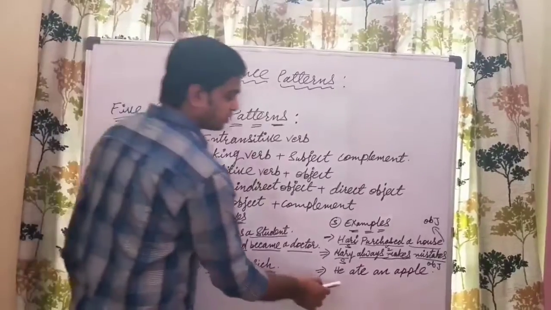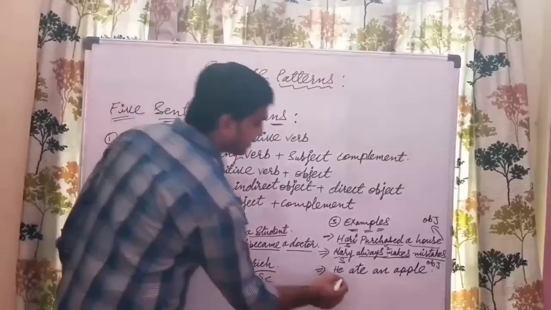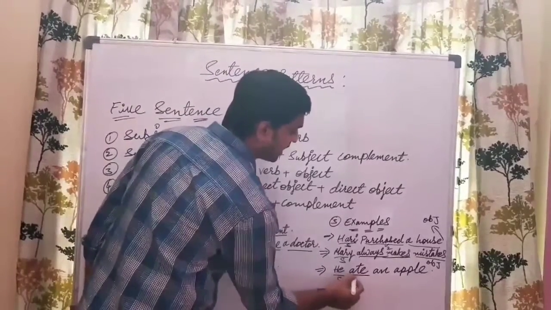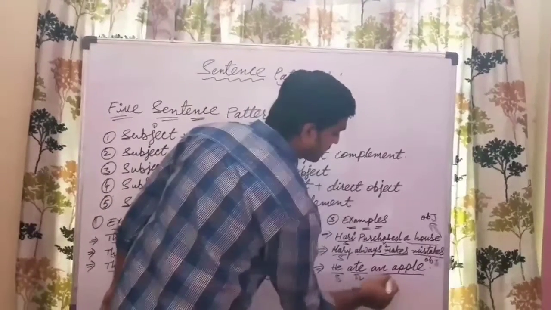And next one, if you go through, the third one: he ate an apple. So here he is the subject, ate is the transitive verb, and an apple is the object.